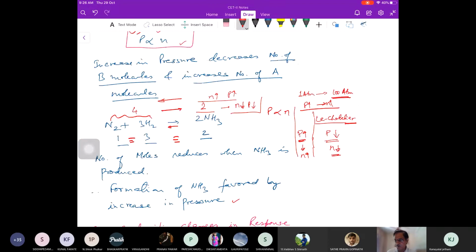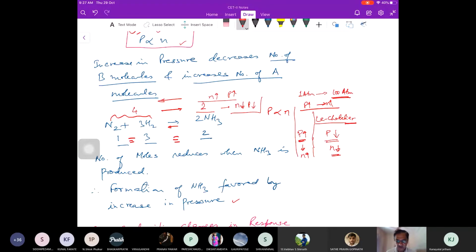That's why ammonia production is at what pressure? You have studied this in CPT, right? What is the pressure of an ammonia reactor? 200. 200 atmospheres. This is very high pressure. It's not low pressure. It is very, very high pressure because high pressure favors the formation of ammonia.